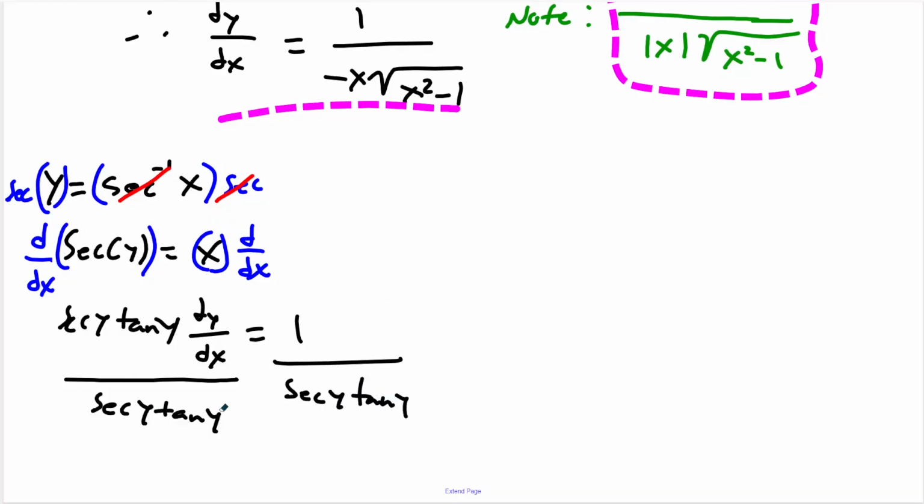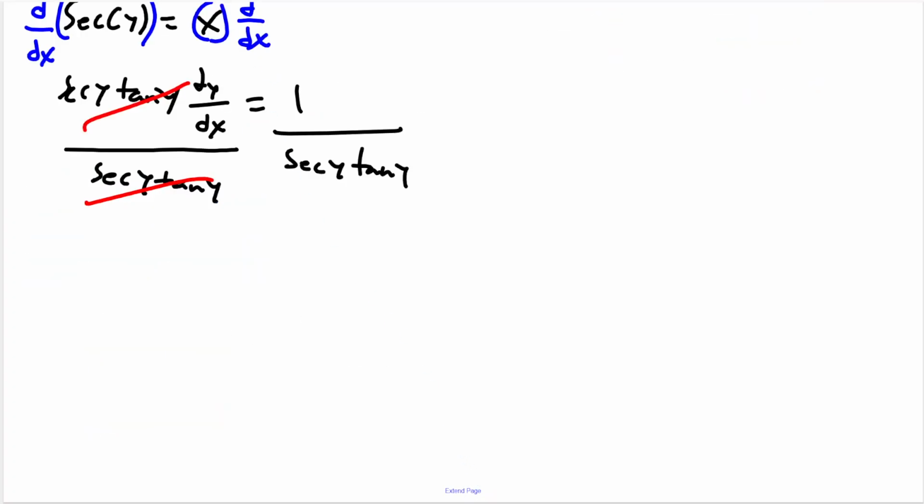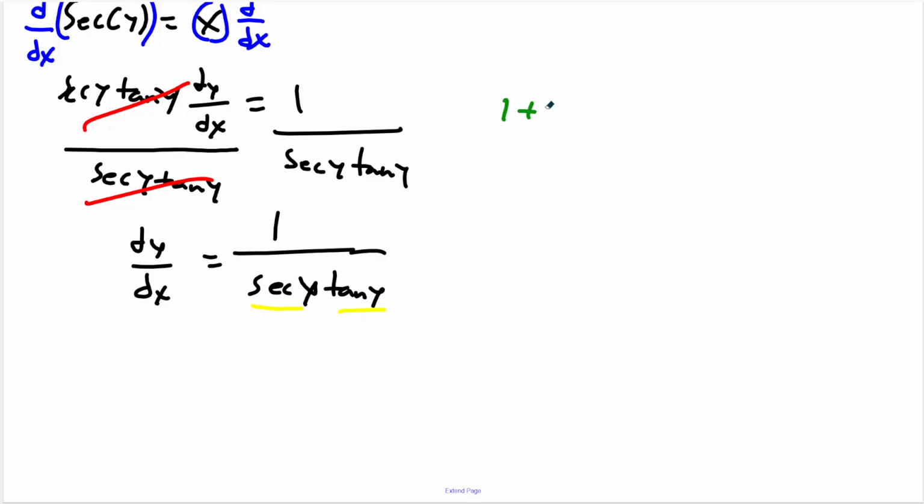And then these cancel here, and we get dy dx equals 1 over secant y tangent y. Do you notice something here? Do you notice a trigonometric or a Pythagorean identity, just to make it easier on you? A Pythagorean identity which relates these two? Well, I do. That's just 1 plus tangent squared of y equals secant squared of y, right? Again, if you're confused, watch one of my videos which goes over Pythagorean identities, how to prove them.